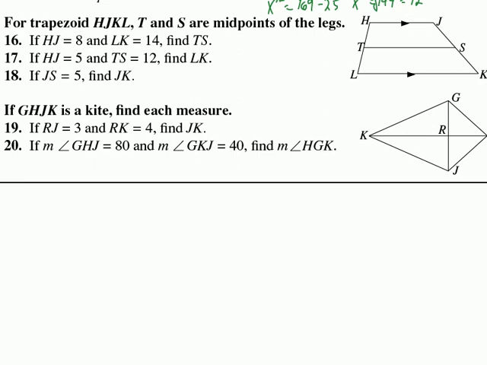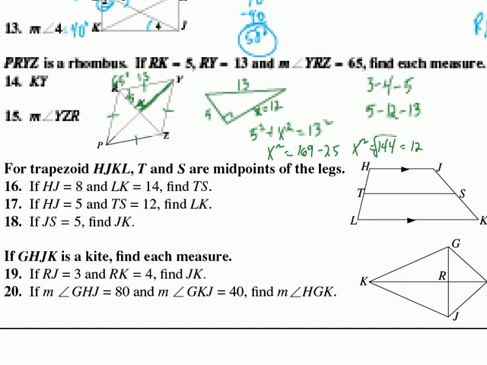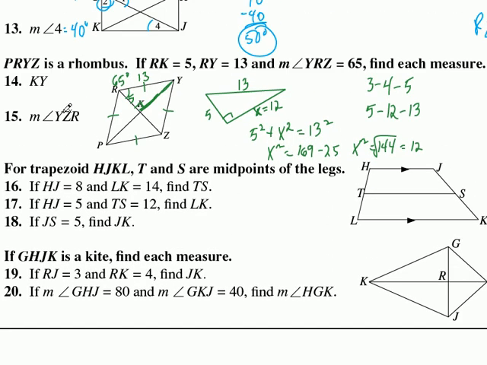This is a trapezoid. What's that? I skipped 15. I sure did. Didn't do the angle, did we? YZR. Where's YZR? That would be this angle right there. Okay, let's see. We said this was 65, right? Oh, look at this. Let me make this a little bit thicker.